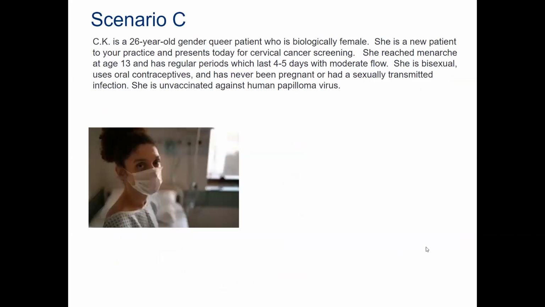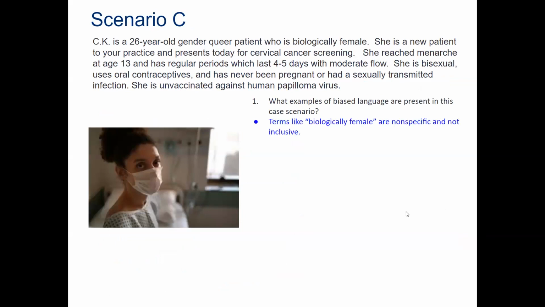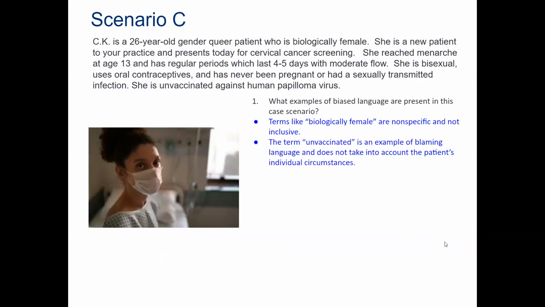Scenario C. This is the 26-year-old patient who is presenting for cervical cancer screening. The examples of biased language in this scenario include terms like biologically female, which are non-specific and not inclusive. The term unvaccinated is an example of blaming language and does not take into account the patient's individual circumstances.